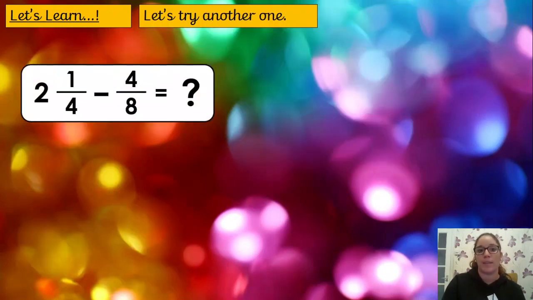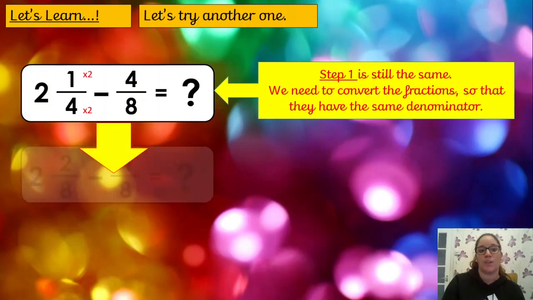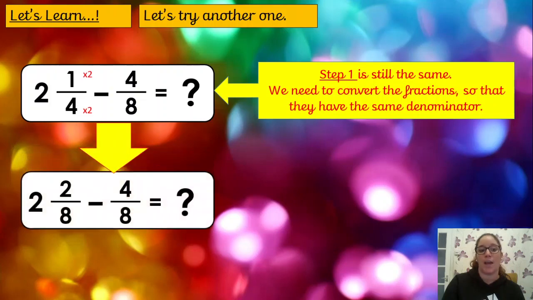2.25 take away 4/8. Okay, so what are we going to do first? Our first thing we're going to do, step 1, we need to convert the fraction so they've got the same denominator. How are we going to do that? Okay, we know that 4 times 2 is 8. So once we've done that to the denominator, we must do it to the numerator, which is going to give us 2 2/8. Take away 4/8.